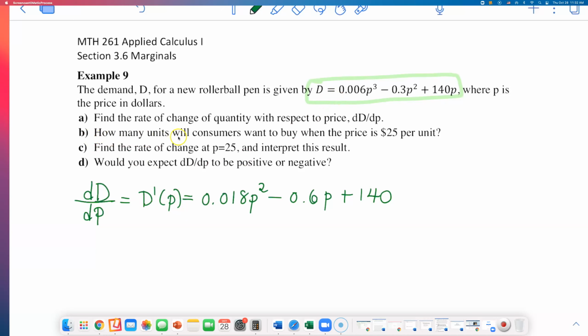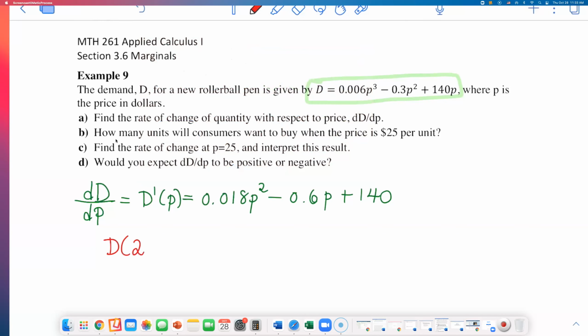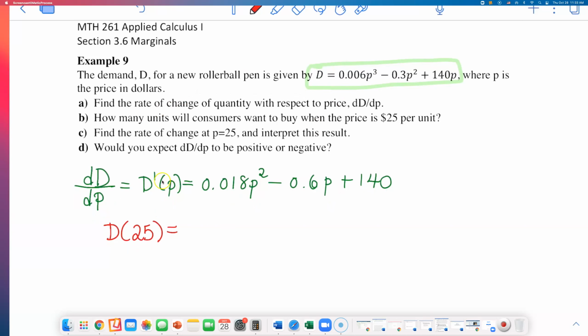All right, B. How many units will consumers want to buy when the price is $25 per unit? They're asking for the demand. They're not asking for the change in demand, right? They're just asking for what's D. What is the demand when a pen is $25? Let's plug 25 into the original function, not the derivative function. I almost got tricked because we just found the derivative, but if you look at the wording, they're simply asking how many units consumers will want to buy. They're asking for demand, so I'm going to plug 25 into the original function.